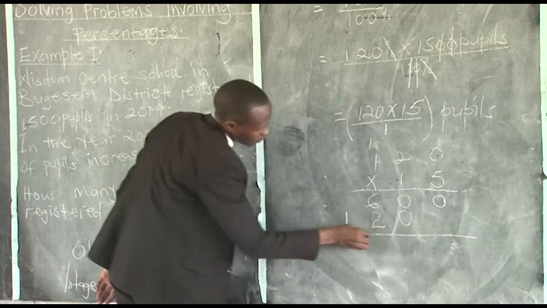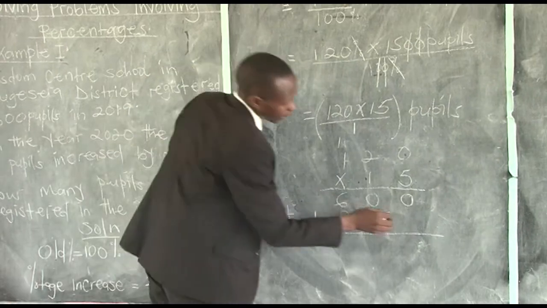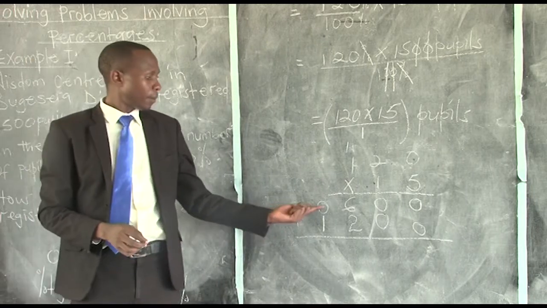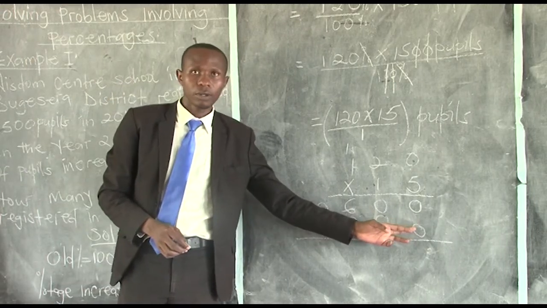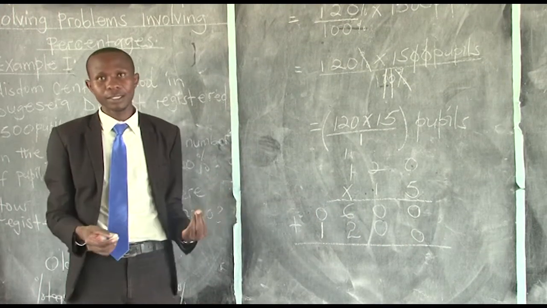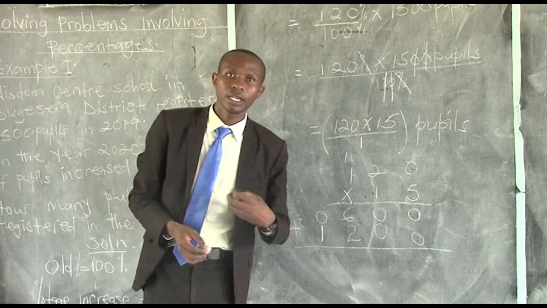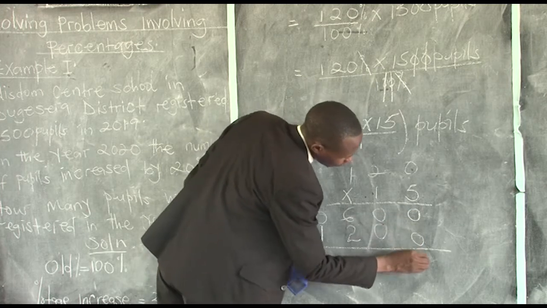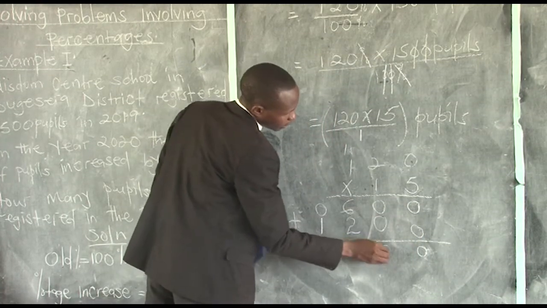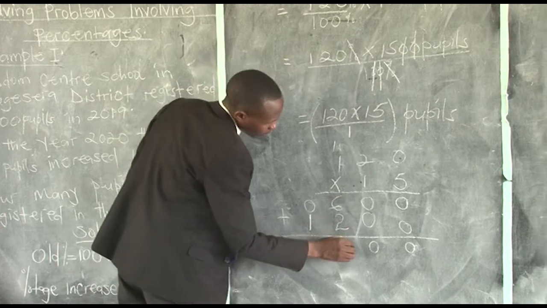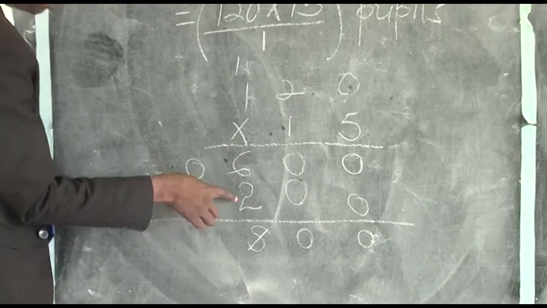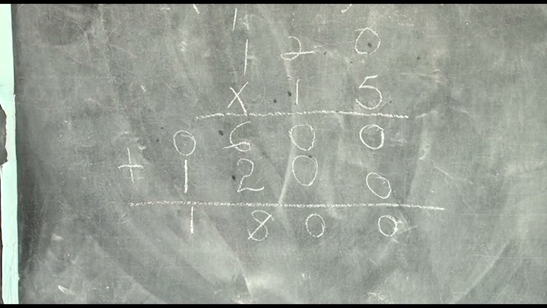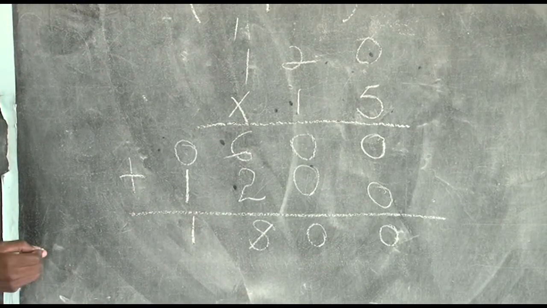Then from there we shall have to add. There is nothing we are having here. At the same time we don't have anything here. So I'll put there placeholders as 0, 0, just to hold the place. We call that 0, or we value that 0 as a placeholder. So from there I will have to add everything. 0 plus 0, it will give us 0. 0 plus 0, it will give us 0. 8 plus 0, it will give us 8. 6 plus 2, it will give us 8. Then 0 plus 1, it will give us 1.